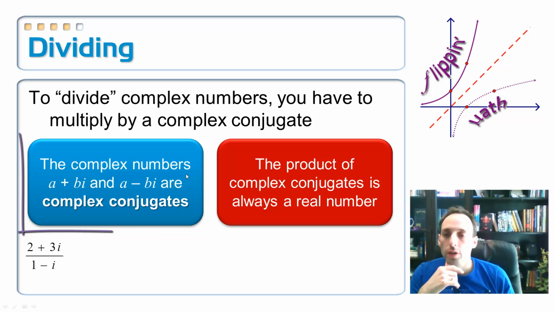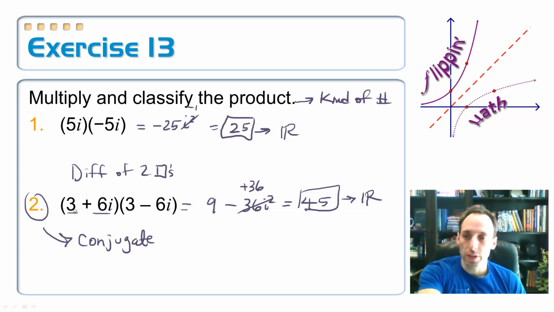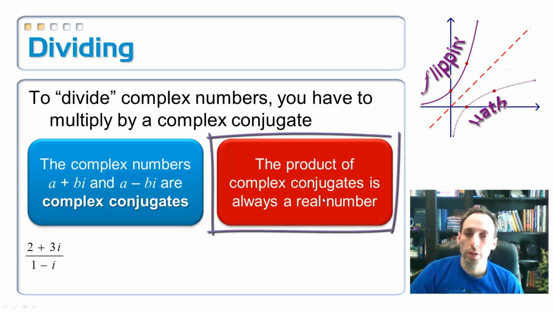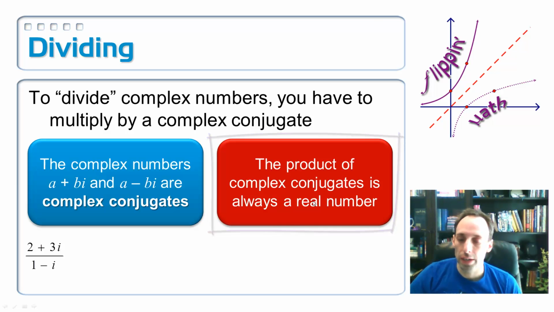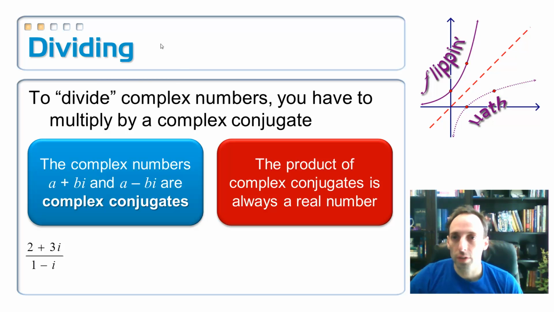So complex conjugates look like this: a plus bi and a minus bi. Just like I saw in this previous slide here, 3 plus 6i and 3 minus 6i, right? They're the same, as in they have the same numbers, but they're opposite because one here is positive and one's negative. That's what that word conjugate means. And the product of any complex conjugates is always a real number. Very, very handy.